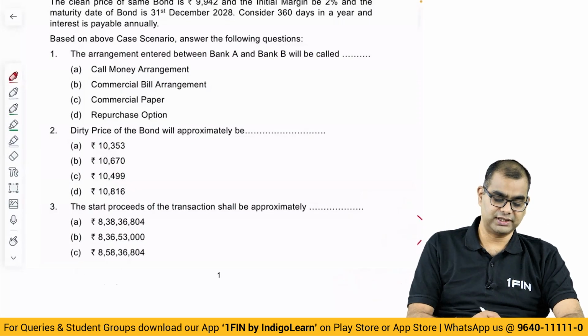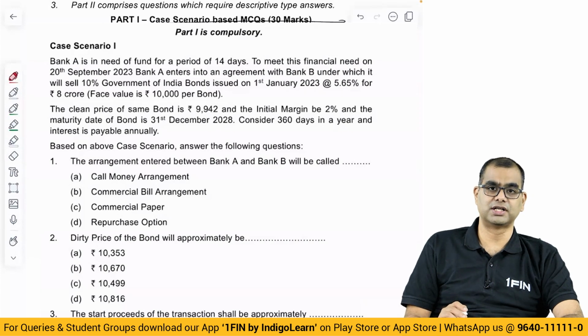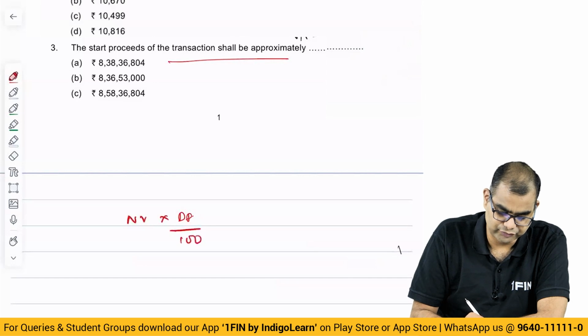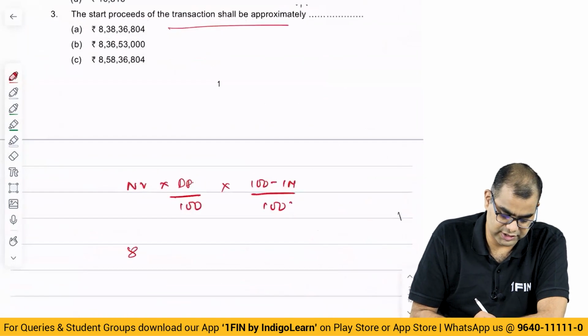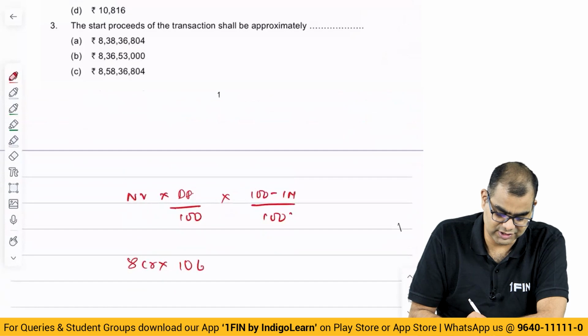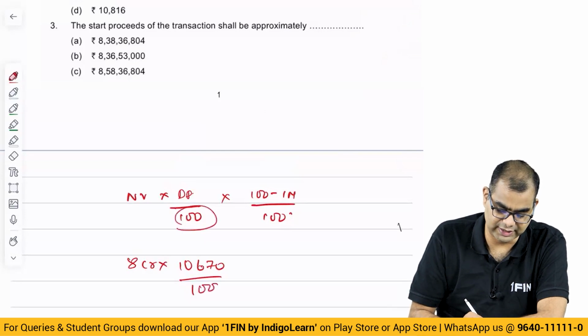Then the start proceeds. What are start proceeds? See, they have said there is a margin of 2%. Then they have said the face value is 8 crores, so 8 crores worth of bonds, with face value 10,000 per bond. When you do this kind of bond transaction, what is the formula? Notional value into dirty price by 100 into 100 minus initial margin by 100. Notional value is 8 crores, into dirty price, which we found out is 10,670, by 100. Should it be 100 or 10,000? When the face value is 100, then this is 100, so here it should be 10,000.